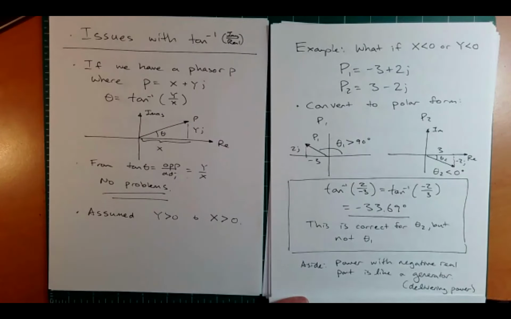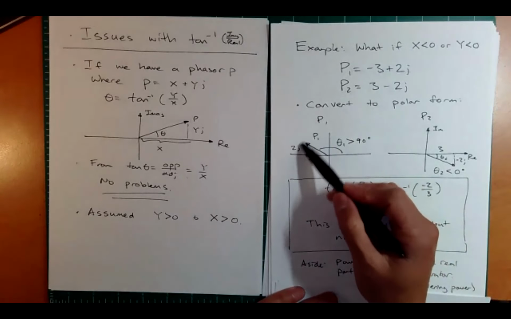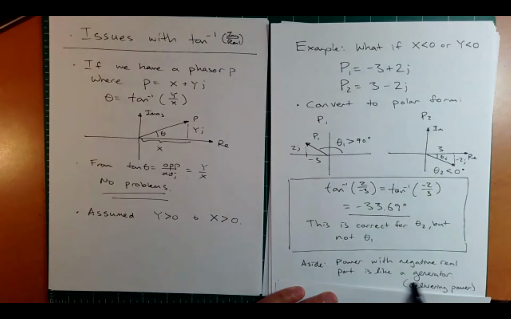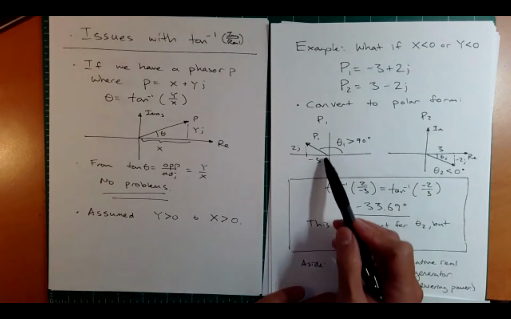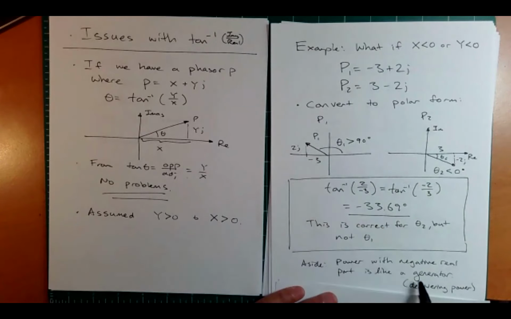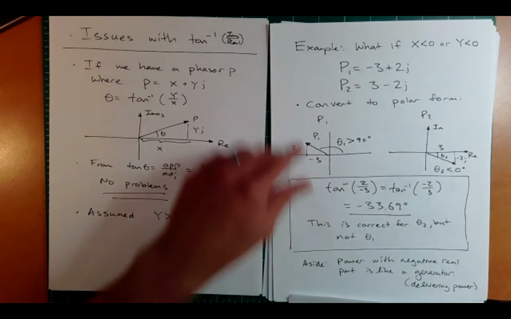Okay. By the way, when would you see a phasor like this? Well, you'd see it in a situation like a generator. Think of real power, negative real power, delivering power, right? Okay, but anyways, that's an aside. We'll actually see this kind of later.